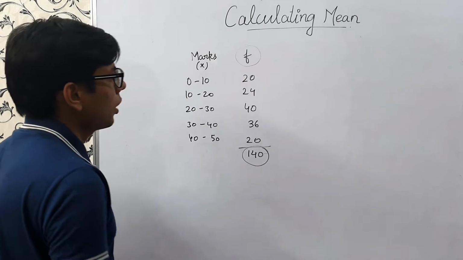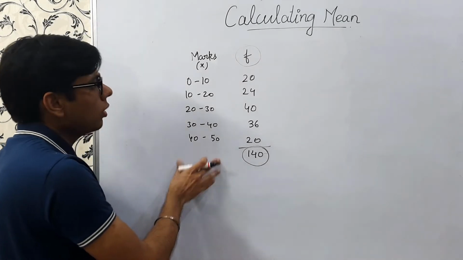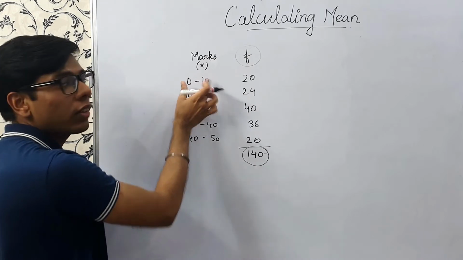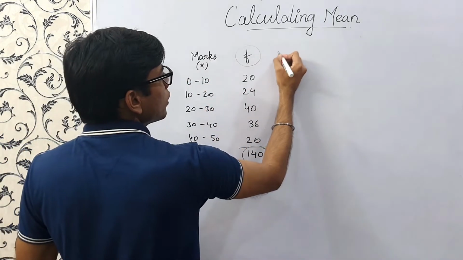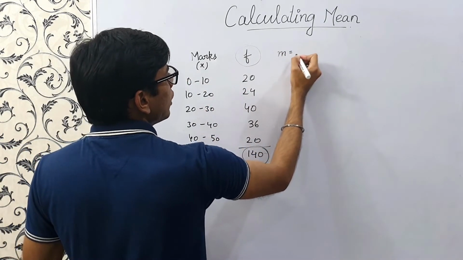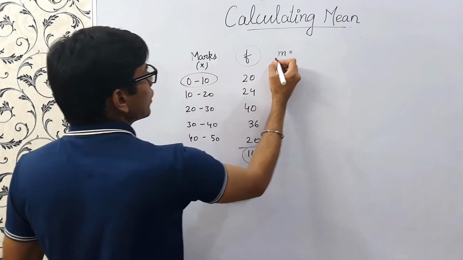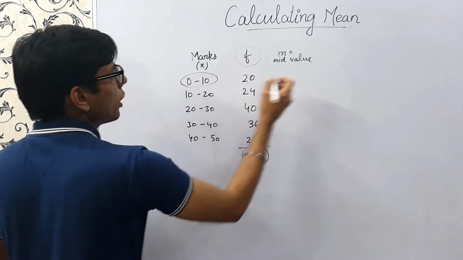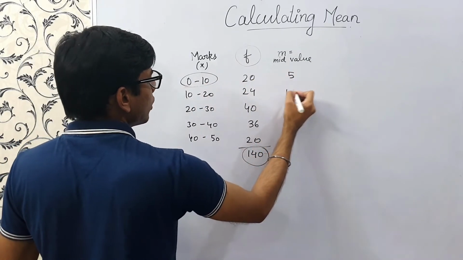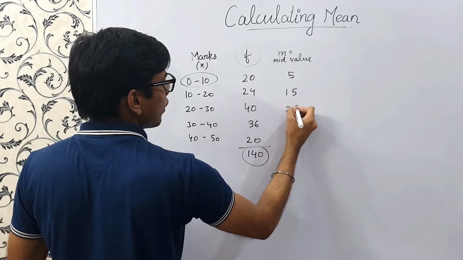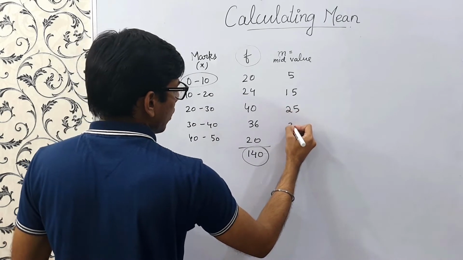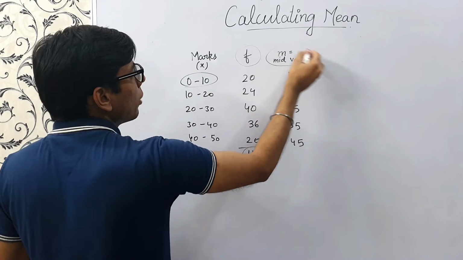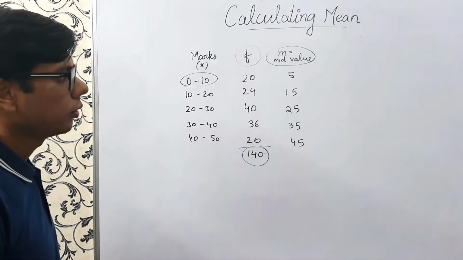So to calculate the mean, this is class, so we need to convert this interval, 0 to 10, into a single observation. So what we do is we calculate m, that is nothing but the mid value. If you see 0 to 10, the mid value is 5, this is 15, this is 25, this is 35, this is 45. So this is our mid value, right?